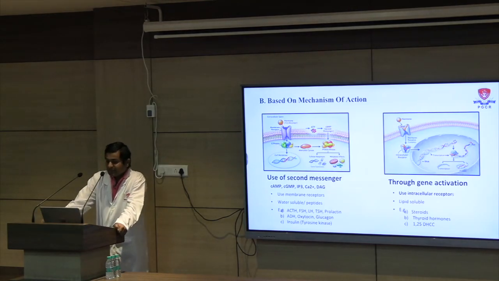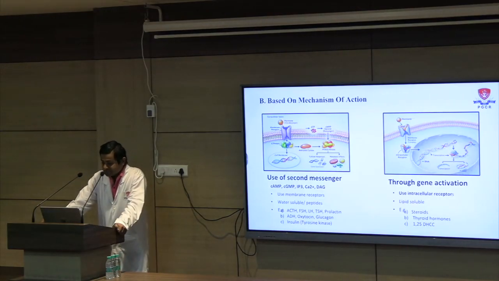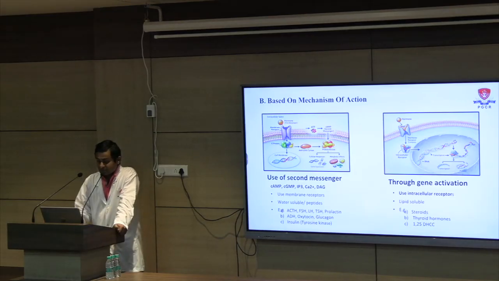Secondly, we have classified hormones on the mechanism of action. Mechanism of action can broadly be divided into 2 types. Firstly, by the use of second messengers that help in signal transduction. Examples include cAMP and cGMP. These are membrane receptor, water soluble hormones, and hormones that act by this mechanism include ACTH, ADH, and insulin through tyrosine kinase. And second, we have action through gene activation. They use intracellular receptors and are lipid soluble. Examples include steroid and thyroid hormones.